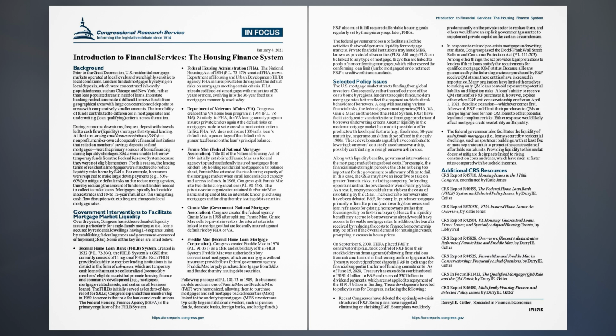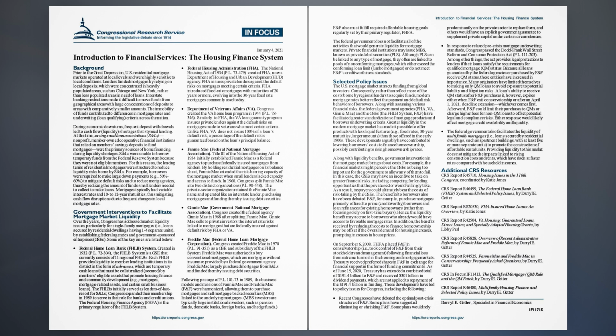Lenders funded mortgages by relying on local deposits, which were concentrated in heavily populated areas, such as Chicago and New York, rather than less populated areas in need of loans. Interstate banking restrictions made it difficult to move funds from geographical areas with large concentrations of deposits to areas with comparatively smaller amounts. The immobility of funds contributed to differences in mortgage rates and underwriting, loan qualifying criteria across the nation. During economic downturns, frequent deposit withdrawals led to cash flow liquidity shortages that stymied lending.